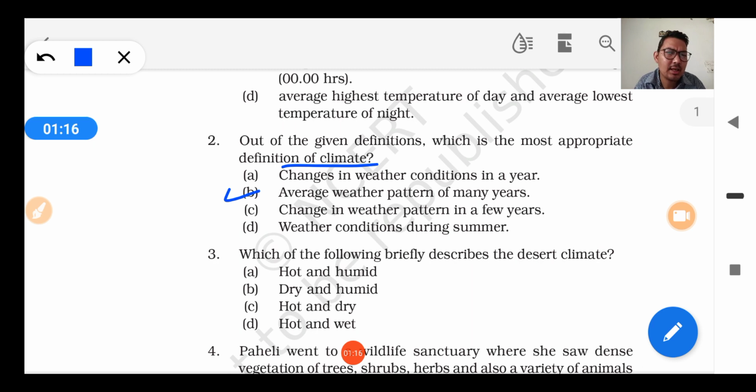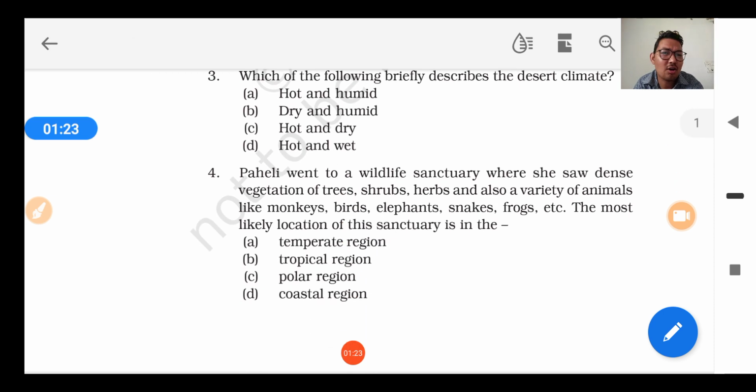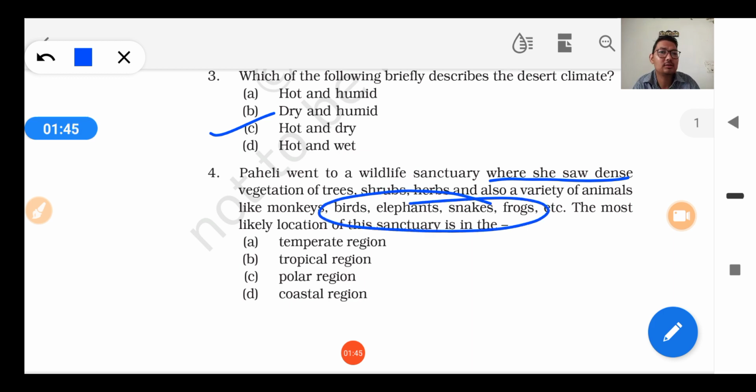Question number 3, which of the following briefly describes the desert climate? In the desert, the climate is very hot and very dry, so your option number C must be correct. Paheli went to a wildlife sanctuary and there she saw dense vegetation of trees, shrubs, herbs and also a variety of animals like monkeys, birds, elephants, snakes, frogs, etc. The most likely location of this sanctuary? See, all these animals are tropical region animals, so your option number B is correct.